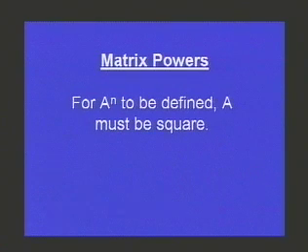Next, let's look at what matrix powers would be. First of all, for A to the n power to be defined, A must be square. That's because if A were an m by n matrix, and I wanted to multiply it by itself, the inner two dimensions would have to match up, and so I'd wind up with m having to equal n. So that would give me a square matrix.